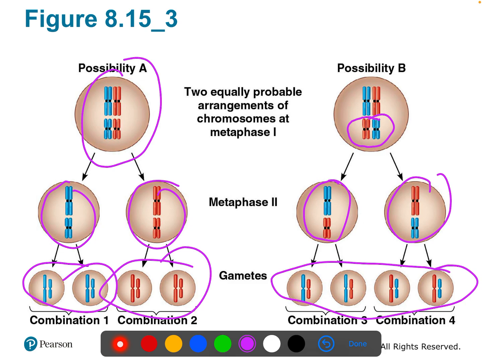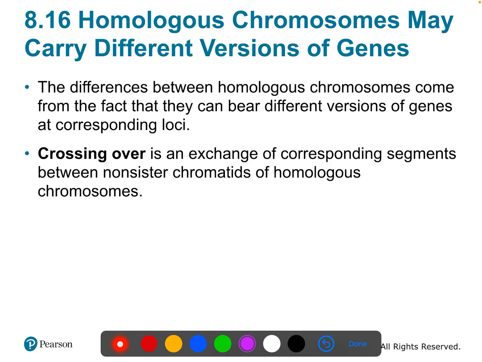The genetic information is the same in each one of these chromosomes, but how they line up will affect where they end up in their daughter cells. So even though the information might be the same in possibility A and possibility B, we end up with completely different outcomes just by how they lined up in homologous pairs. Now, the difference between homologous pairs comes from the fact that they have different versions of genes at corresponding loci, which means you may have a set of genes coding for a particular trait, and your paternal genes have one set of code, your maternal genes have another set. So each parent is providing slightly different information for that particular trait.